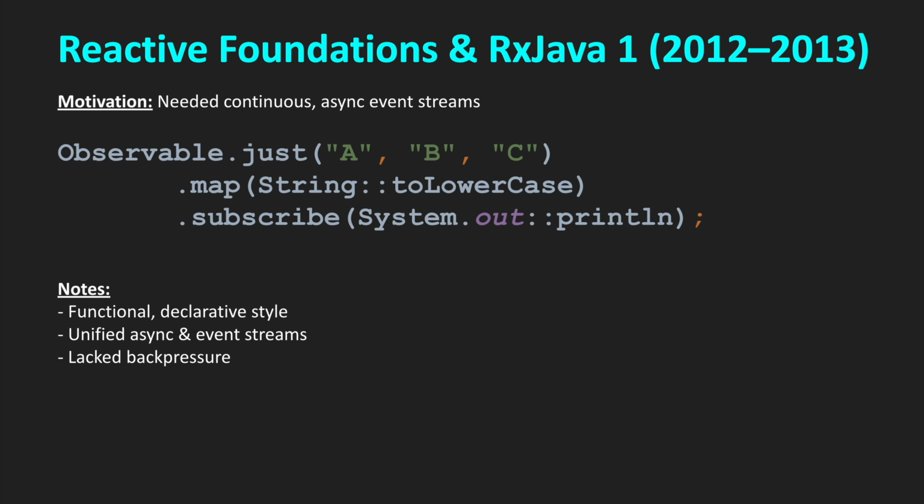So in this specific example, we have an observable that publishes 3 events, A, B, and C. What we do is map those events to lowercase, and we have subscribers that subscribe and print those events. The biggest disadvantage of RxJava 1 was that it wasn't handling the back pressure.